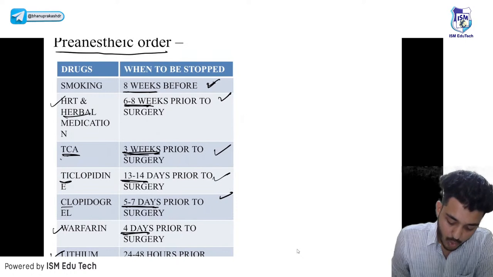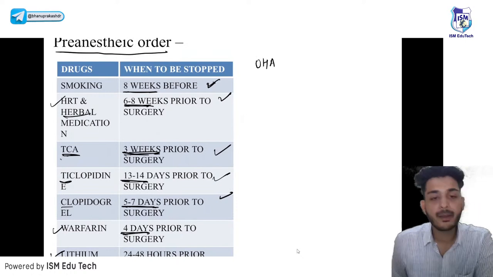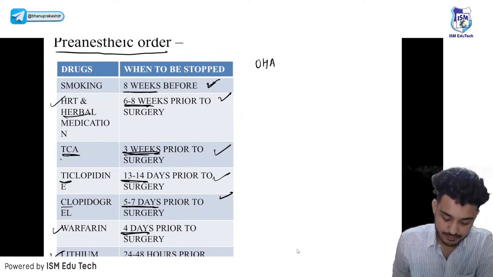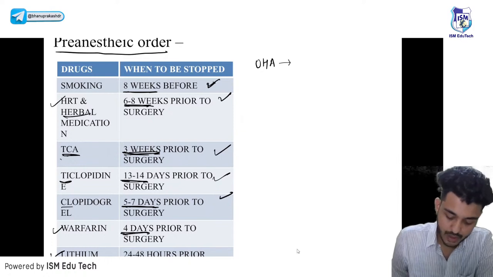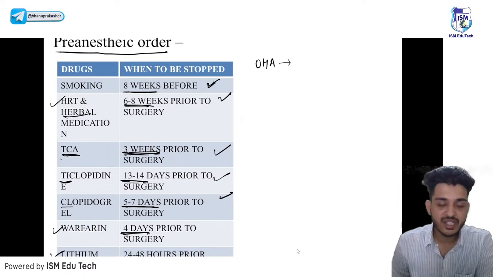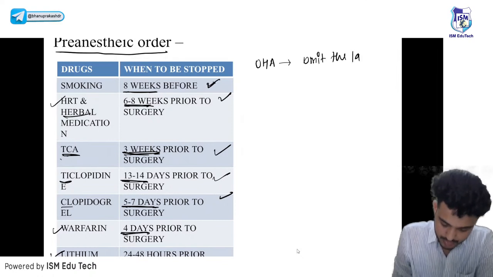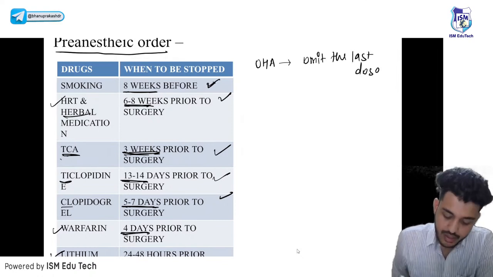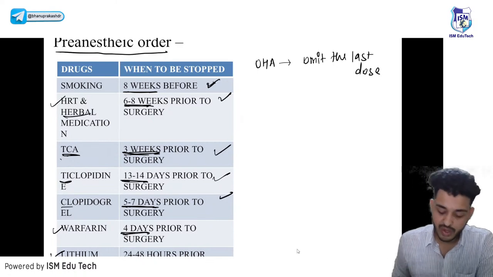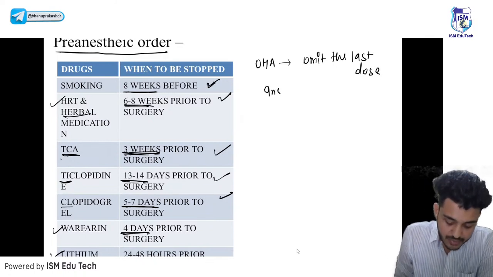Okay, what about oral hypoglycemic agents? Oral hypoglycemic agents, guys, we need to stop because the patient is coming on an empty stomach. So we need to omit the last dose. And if the surgery is going to be for a longer period of time, we need to shift the patient to insulin.